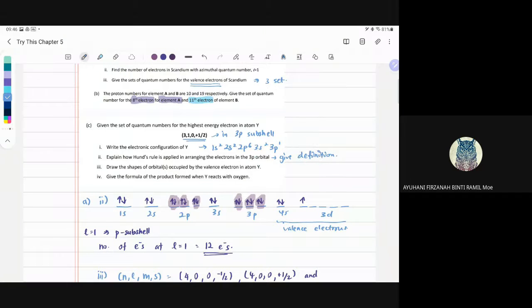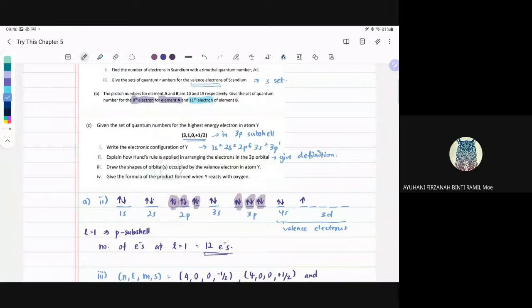So this one I don't need to write. By definition, Hund's rule says to achieve the lowest energy electronic configuration, the number of electrons filling in the degenerate orbitals with the same spin are maximized. So now the next one, question 3.